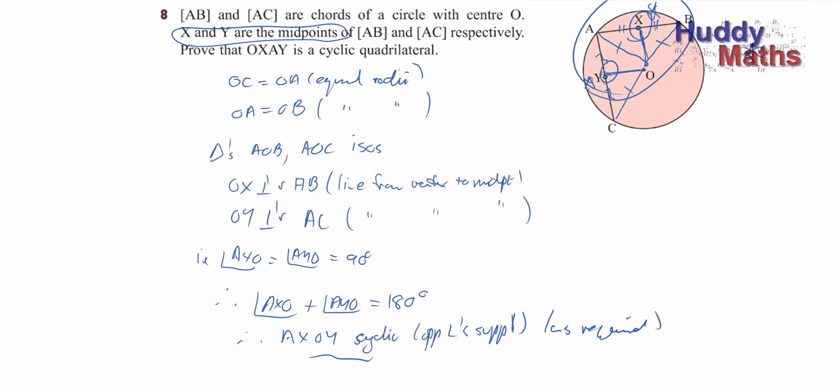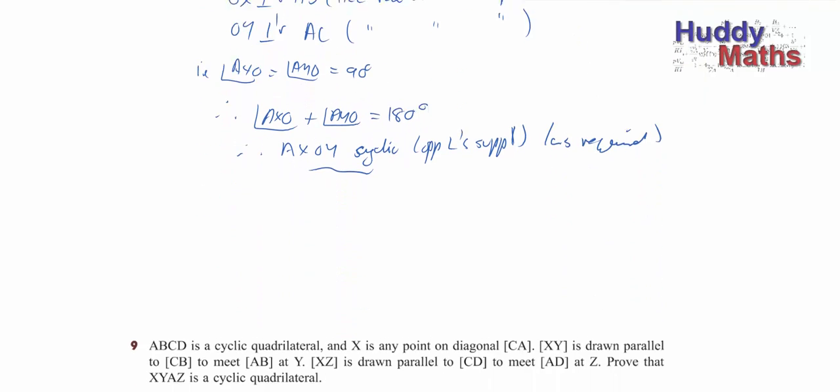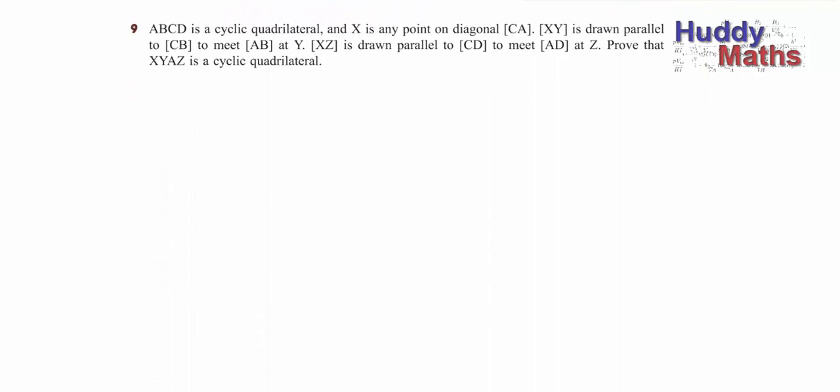All right, let's go on. Let's try the next one. So number 9 now. ABCD is a cyclic quadrilateral, and X is any point on the diagonal. XY is all. You have to draw a big diagram here, so I'm going to pause it, let you have a go. All right, away we go.